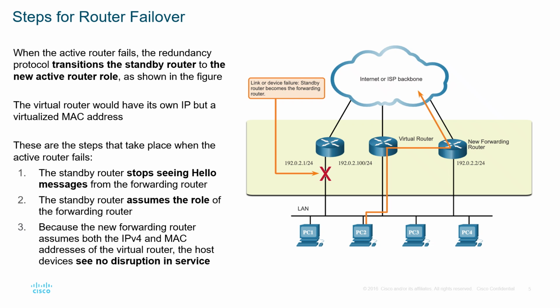So HSRP, which is Cisco's version of FHRP, provides gateway redundancy by creating, again, a virtual IP and a virtual MAC address shared between multiple routers in a group. One, again, acting as the active, while the other becomes the standby, ready to take over.